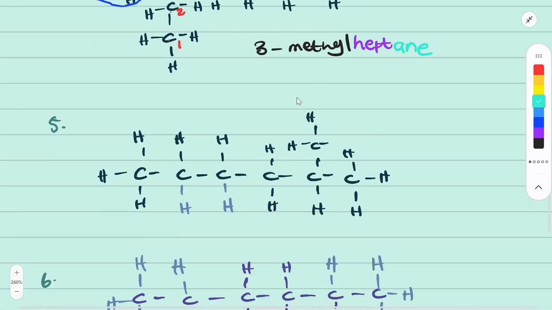You can pause the video and try to do it yourself. Now, when we are naming this molecule, you start and check which one is your longest chain of carbons. So then we have 1, 2, 3, 4, 5, 6. And then you can check again. So you can say 1, 2, 3, 4, 5, 6.